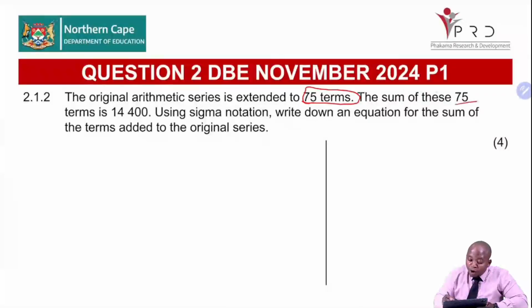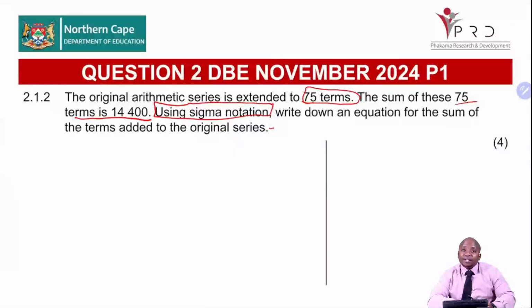The sum of all of the 75 terms is now 14,400. So we have to use the sigma notation as our representation. Whatever we are dealing with here, we are going to represent it using the sigma. Write down the equation for the sum of the terms that were added. We're not looking for the equation of everything, we're only looking for the ones that were added.